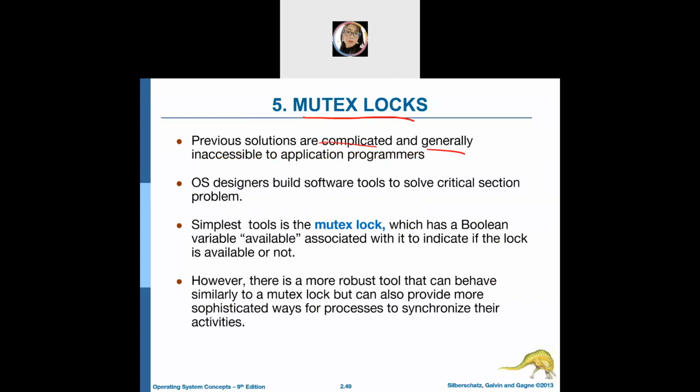So let's take a look directly at the mutex lock, the next algorithm. The previous solutions are complicated and generally inaccessible to application programmers. Just now was for hardware. Now it is for the application programmer. So OS designers build software tools to solve the CS problem. The simplest tool is called a mutex lock, which has a Boolean variable associated with it indicating whether the lock is available or not.